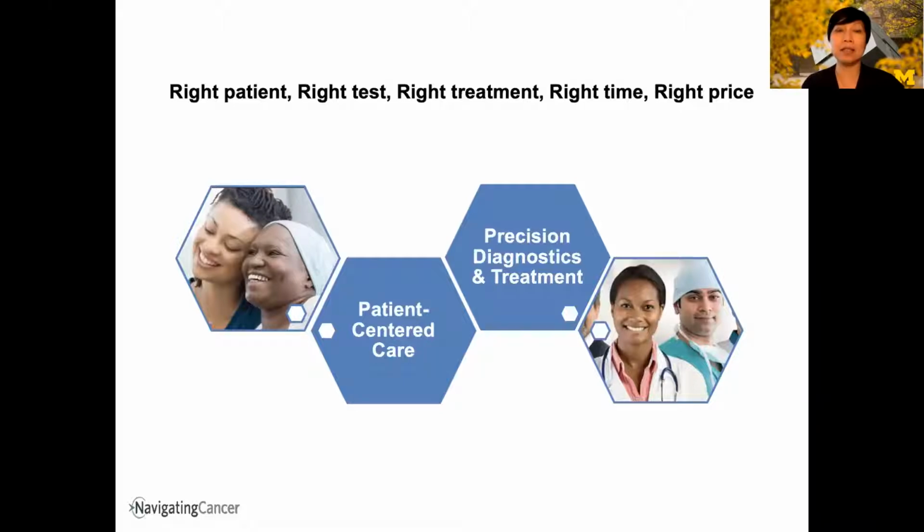Ultimately, what we all seek is to treat the right patient with the right test, the right treatment, the right time, and for the right price. And all cooperative groups, particularly those that focus on diagnostics and therapeutics, are working feverishly to advance precision diagnostics and treatment. Against that background, however, we are also charged with taking care of the whole patient and being able to deliver patient-centered care. And this includes understanding, addressing, and supporting patients who have adverse social determinants of health, or as the nomenclature is evolving, health-related social needs.